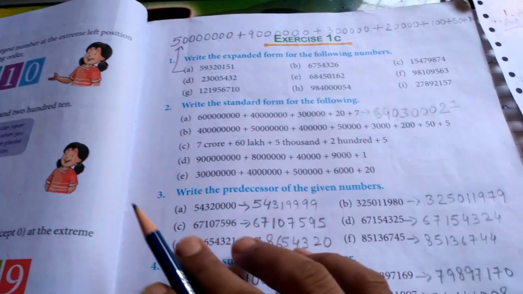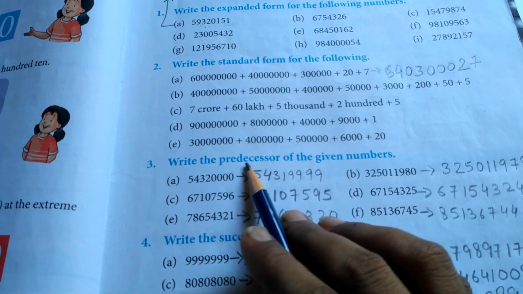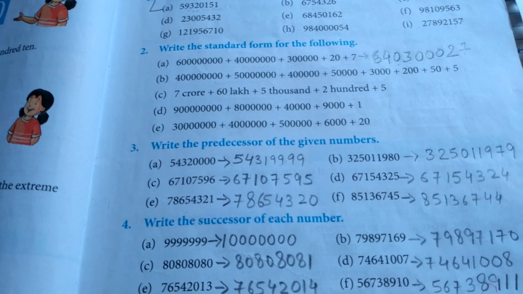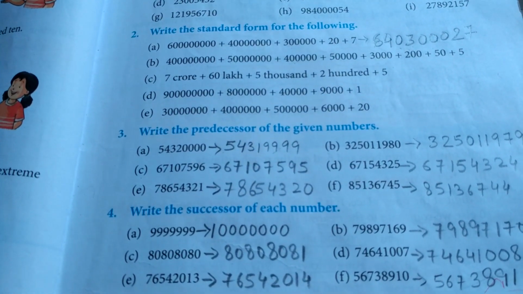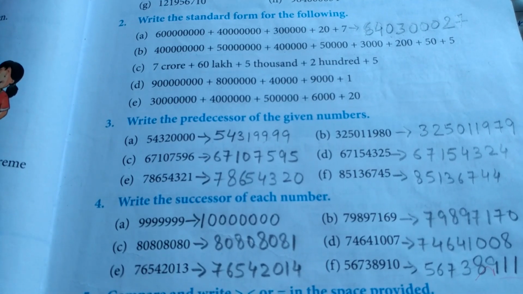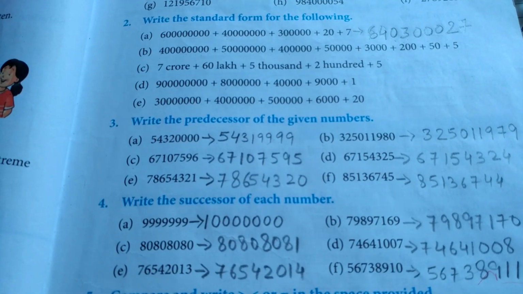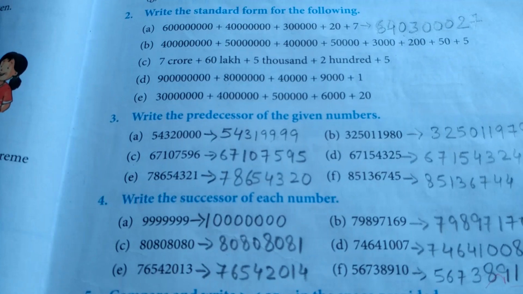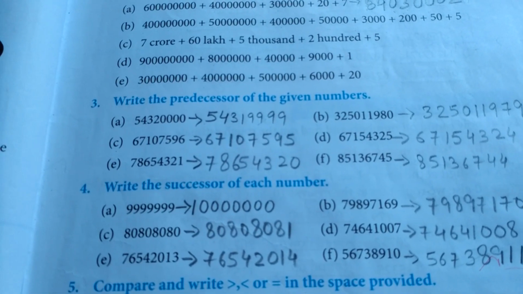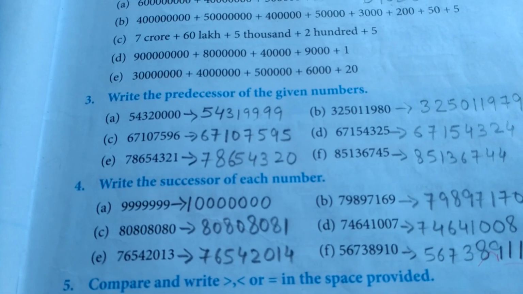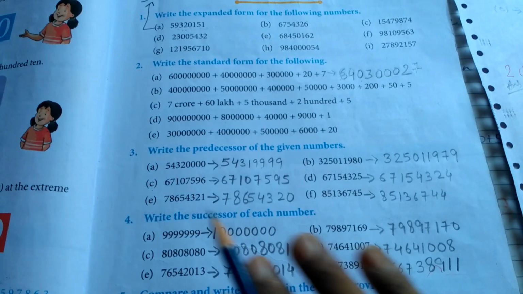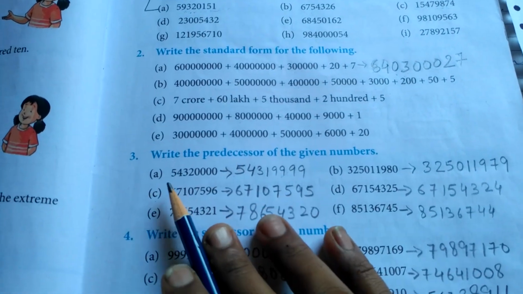Now, yes, question number 3. Write the predecessor of the given numbers. Okay, now the predecessor and successor concept, I hope, must be clear in your mind. Whenever we have to find the predecessor of any given number, then we subtract 1 from the given number. For example, if you have to find out the predecessor of 3, then you will do 3 minus 1 is equal to 2. So 2 will be the predecessor of 3. I have just given you an example. Okay. So in a similar way we have to find out the predecessor of the given numbers.